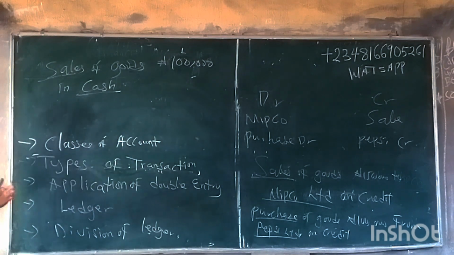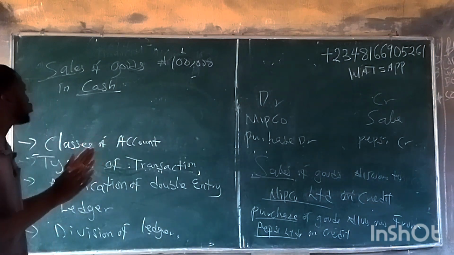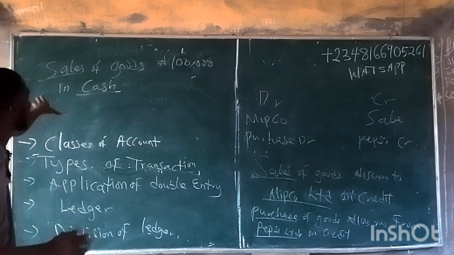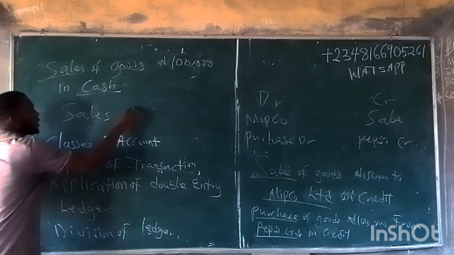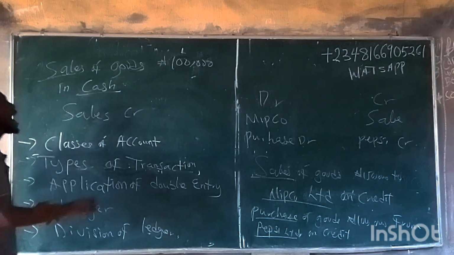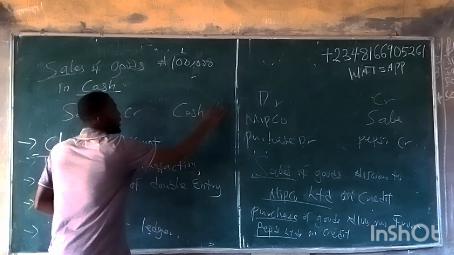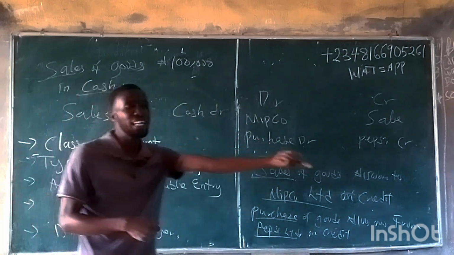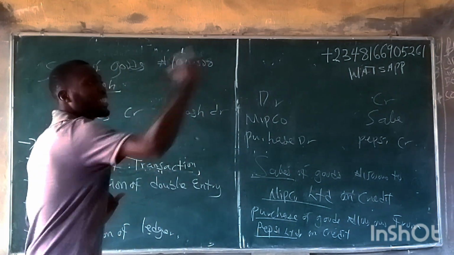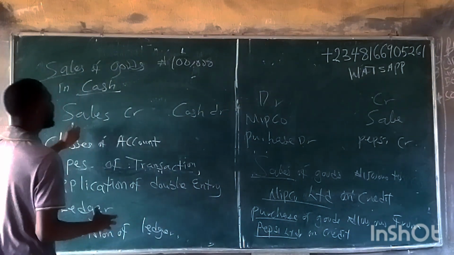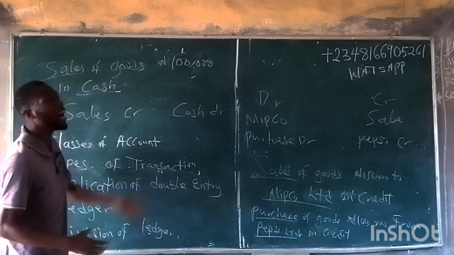Now, who am I to debit, who am I to credit? In this transaction, the sales will be credited, while the cash will be debited. Why? Because as you're making a sale, you are receiving the cash. So the cash is coming in while the goods being sold are going out. So you credit the sales, then you debit the cash.